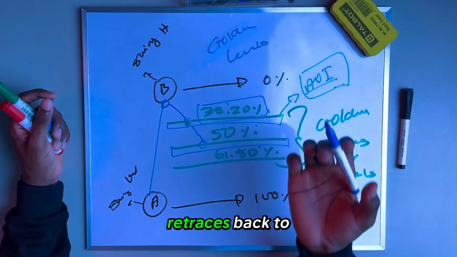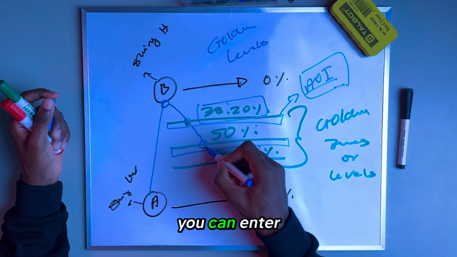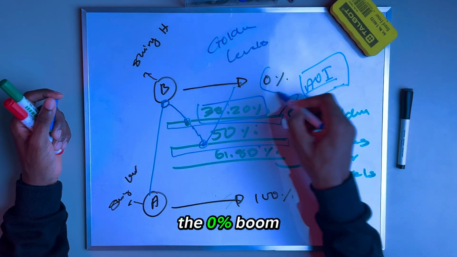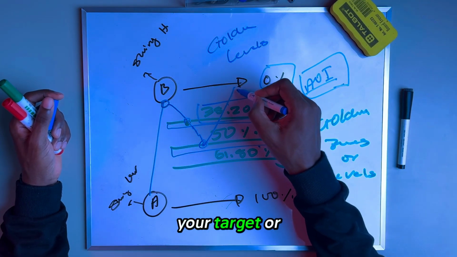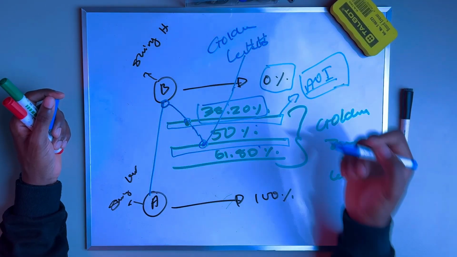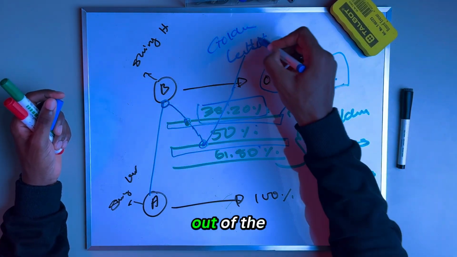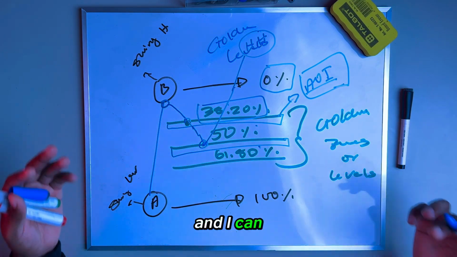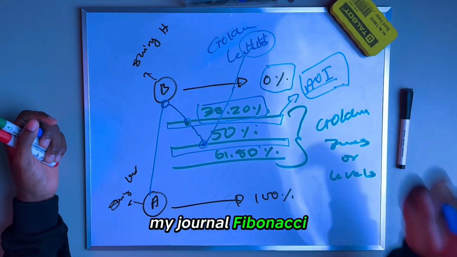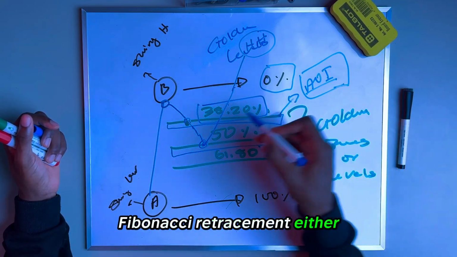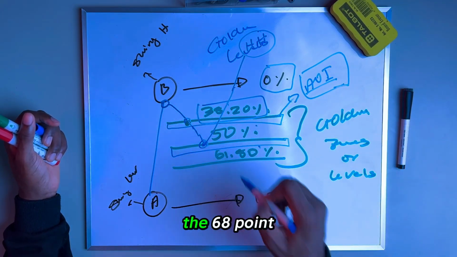And when price retraces back to the 50%, you can enter the trade at this level and then you target the 0%. Boom. That could be your target, or you can target the next higher, and then you take your profit and you are out of the market. So that's how I use my Fibonacci retracement tool, and I can show you in my journal Fibonacci. Most of my winning trades, they always have Fibonacci retracement, either the 38.20, the 50, or the 68.80.